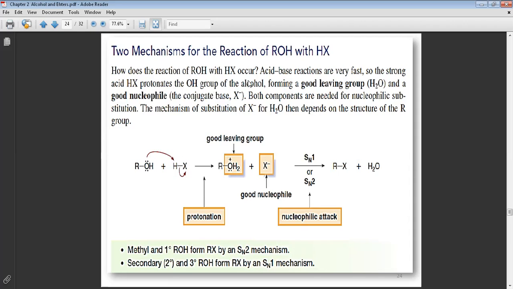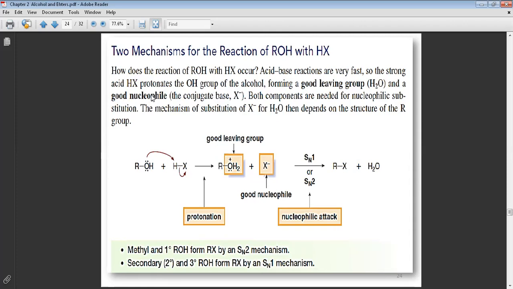Protonation of the OH group of the alcohol forms a good leaving group. That means this will be OH2 plus, a good leaving group, plus the nucleophile. This is the conjugate base of the acid, and this conjugate base is also a good nucleophile.